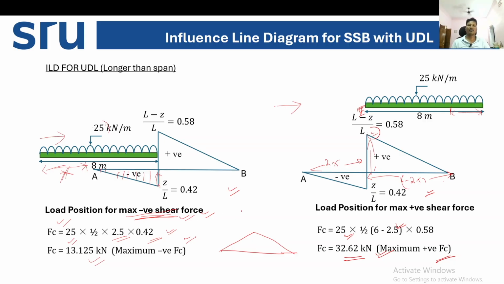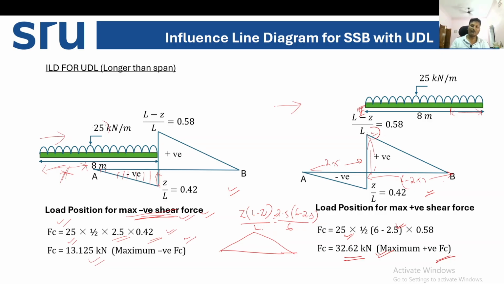Okay, the maximum coordinate, how to find out? Z into L minus Z by L. So we'll see how much it is coming. Z is here 2.5 into 6 minus 2.5, that is 3.5. So 2.5 into 3.5 divided by 6. If you calculate this value, we can get 2.5 multiplied with 3.5 divided by 6.